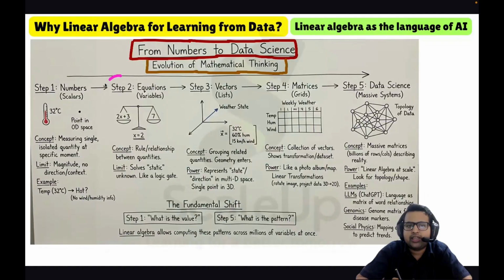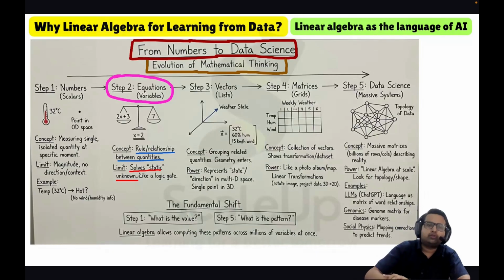Then we came across equations, the variables. Equations mean dealing with the relationship between numbers. The concept is the rule or the relationship between quantities. Identifying a rule or a relationship between two or more quantities is what an equation is. Then we started measuring relationships. The limitation of this step is that equations usually solve for a static unknown. They describe a balance like a scale. For static scenarios, equations are well and good.